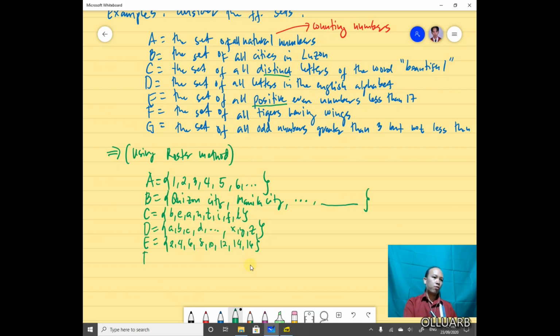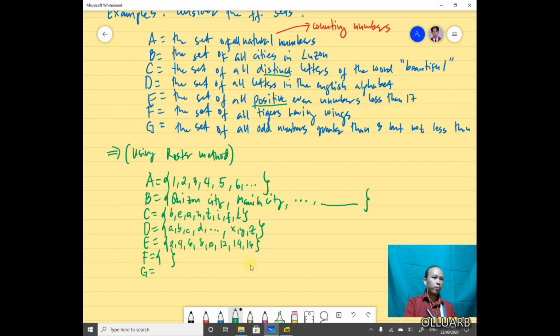Another one, F, the set of all tigers having wings. What's this? Did you ever see a tiger having wings? Of course we cannot see a tiger that has wings. So this set is empty. There is no object in set F. We cannot find a tiger that has wings, so no object here.